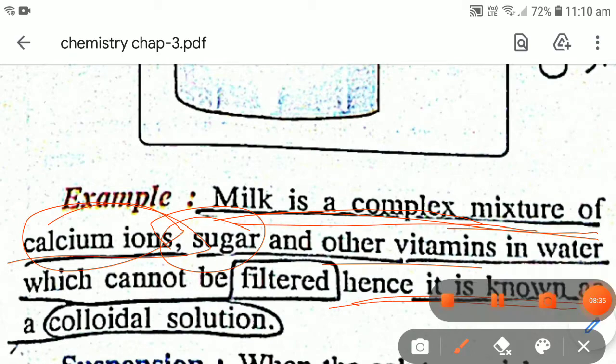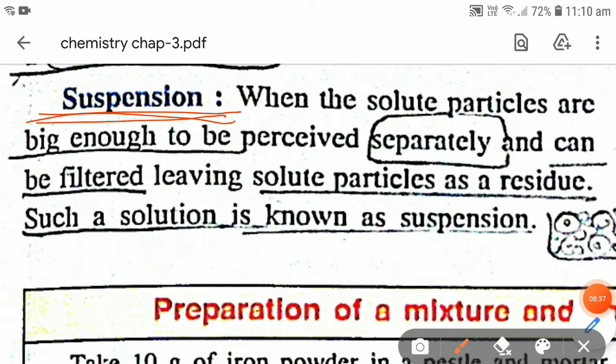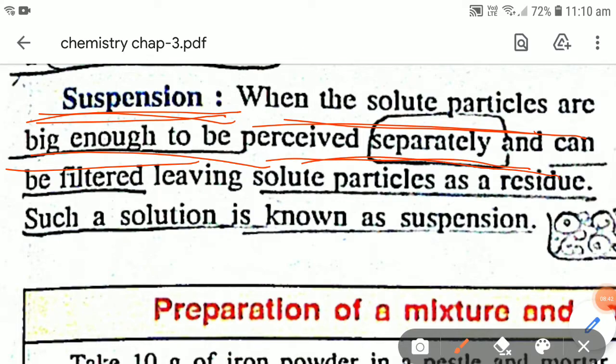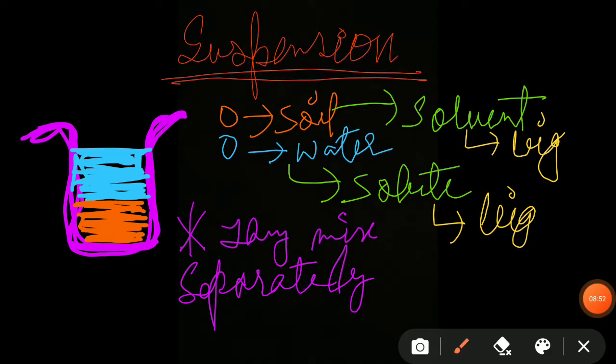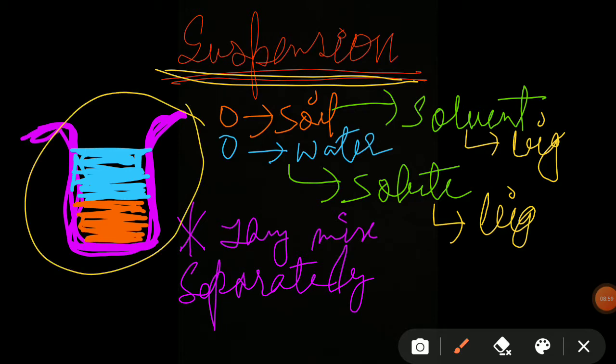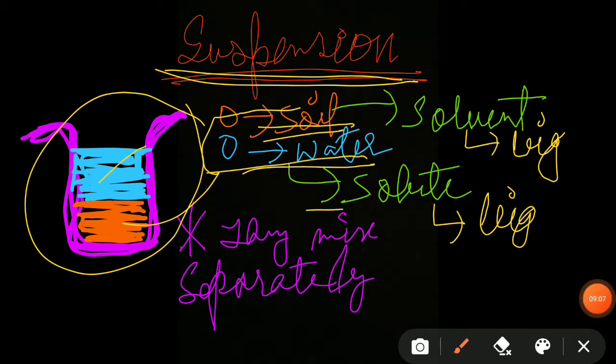So let's move forward. Now suspension. When the solute particles are big enough to be perceived separately and can be filtered, leaving solute particles as a residue, such a solution is known as a suspension. Let us understand. This concept is easy, I hope you can understand this. So see, this is a suspension. We are having a beaker and this is the soil particle and this is the water particle. So water is the solvent and the soil is the solute.